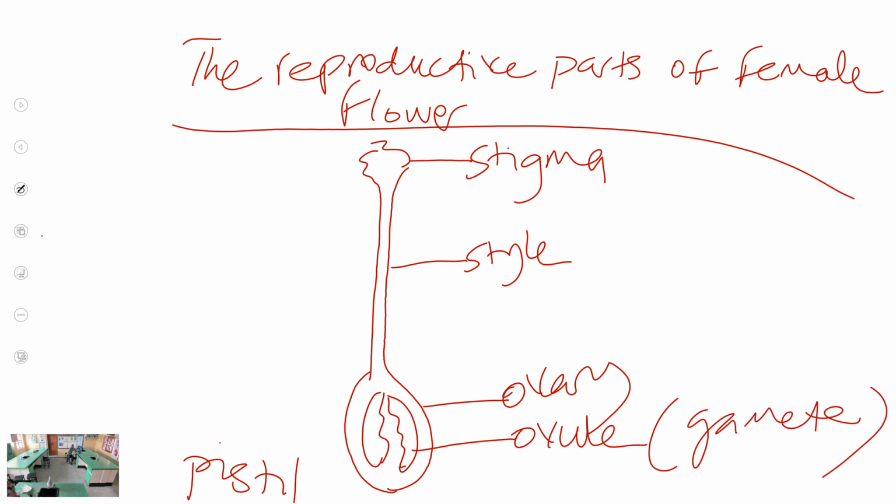Now, what happens after fertilization? Of course, the passage of the pollen grain through the style to the ovary, which fuses with the ovule, is called fertilization. What happens after fertilization? The ovary develops into the fruit, while the ovule develops into the seed. Any question? Any problem? Finally, we'll be looking at the main reproductive part of the flower.